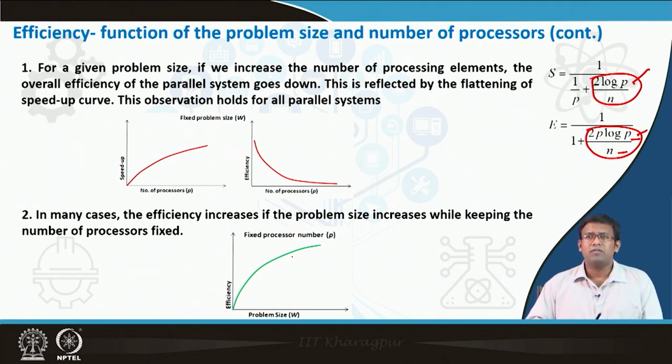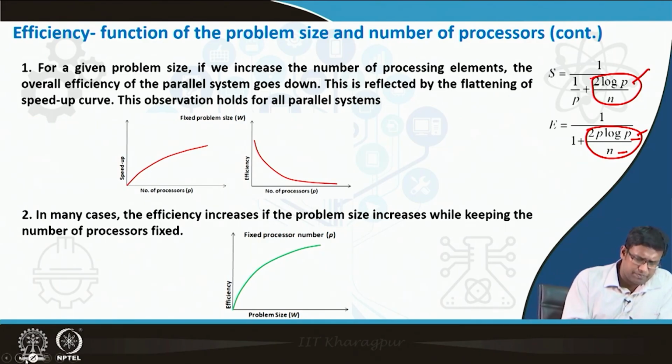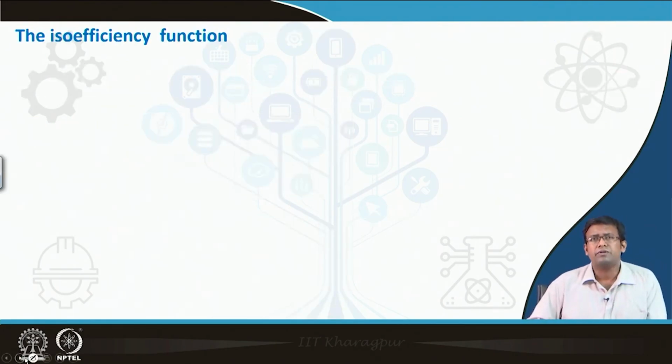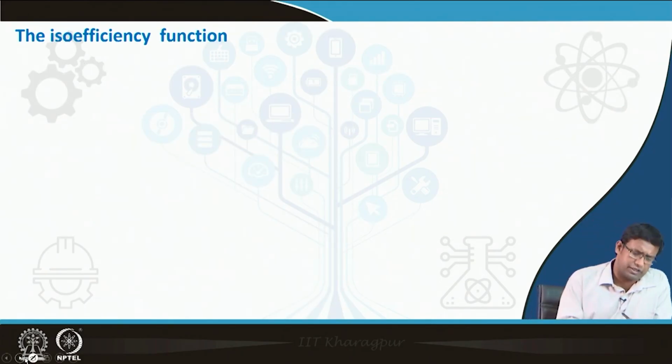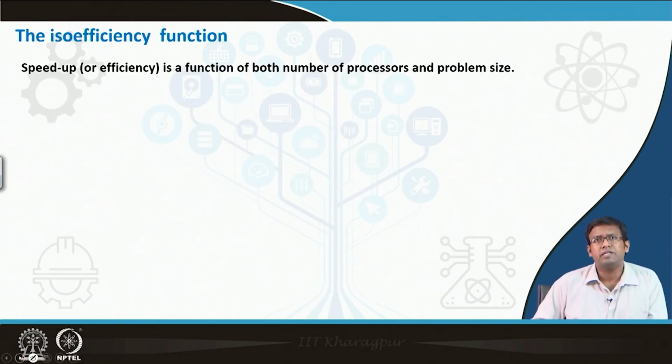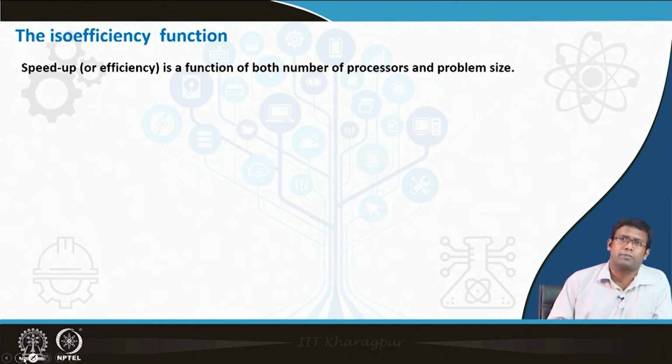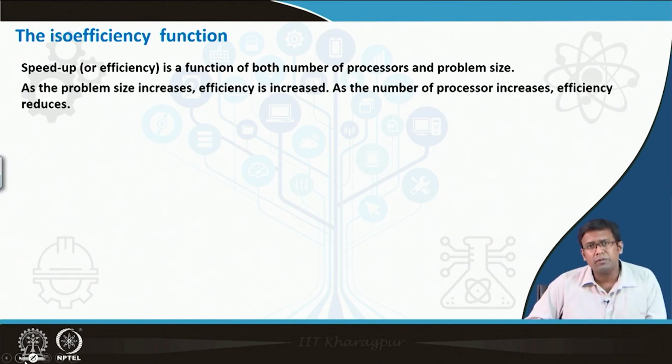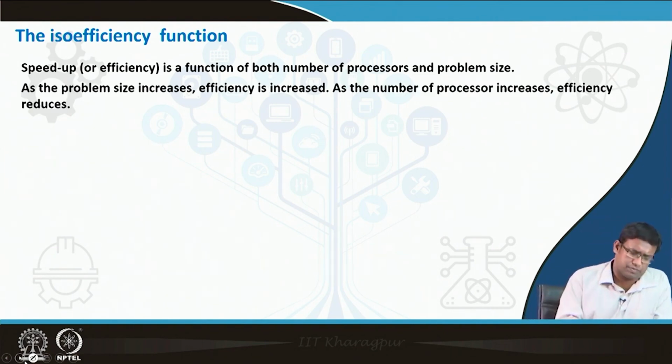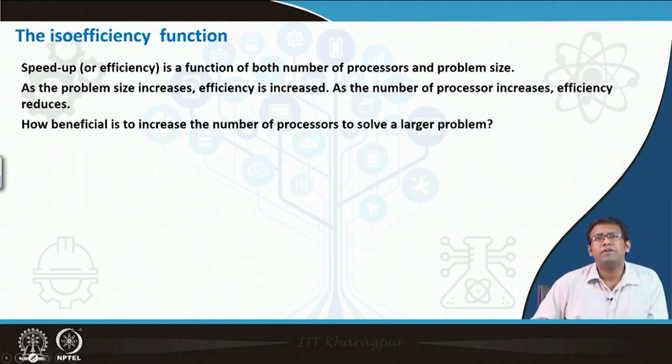Now, if we have to solve a larger problem, should we increase more processors or not in order to get the same efficiency? And that becomes a very important question here. To address that question, we also need to know about the isoefficiency function. Speed up or efficiency is a function of both the number of processors and problem size. So if we have a larger problem, should we use more processors? That is the question. As the problem size increases, efficiency is increased. As the number of processors increases, efficiency is reduced. So how beneficial is it to increase the number of processors to solve a larger problem?